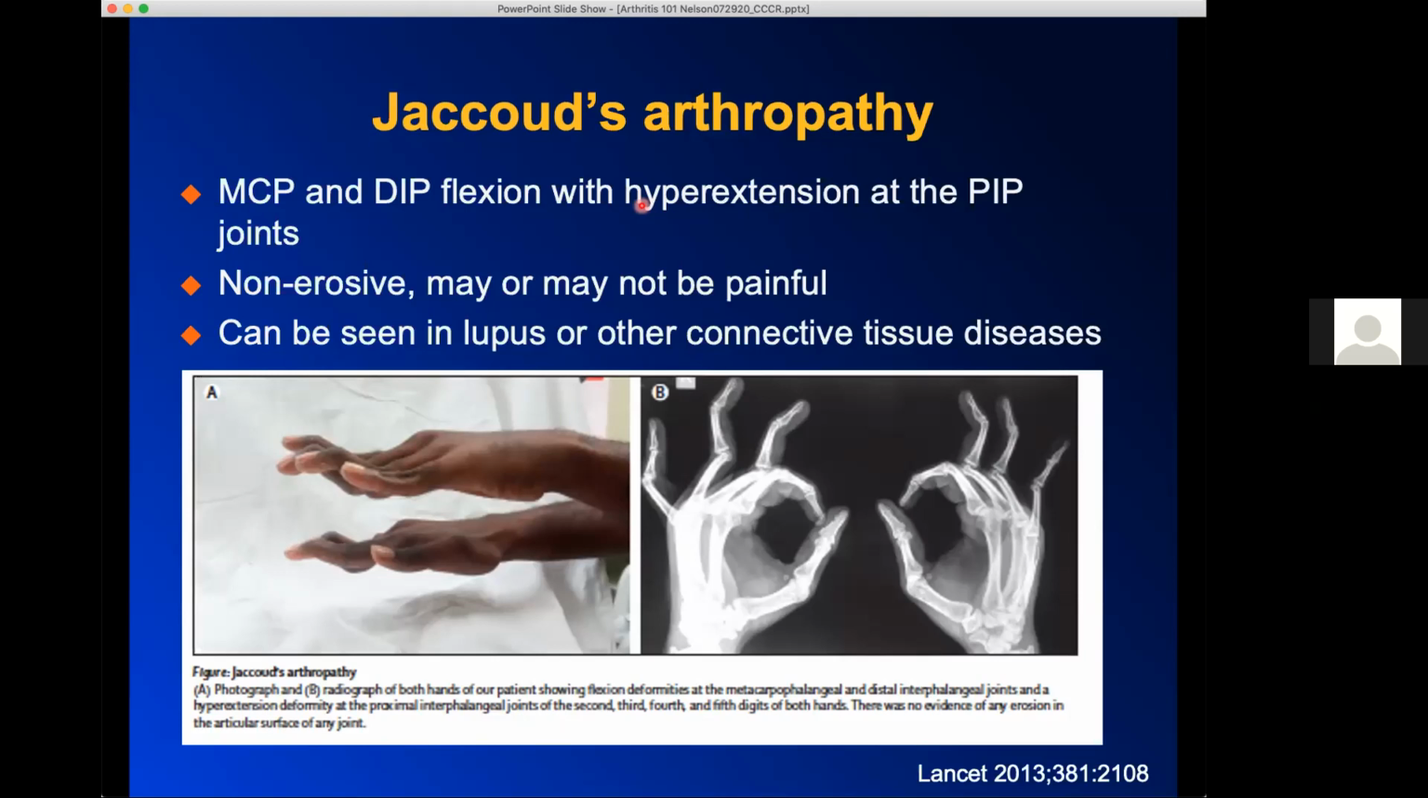Certainly lupus patients can get erosive arthritis. They can get fixed deformity, but just this particular entity is something to be aware of.